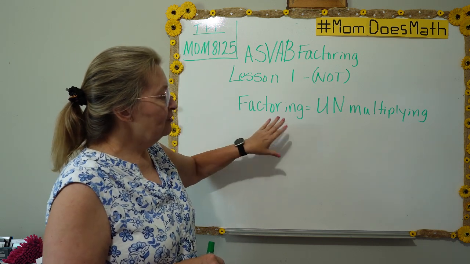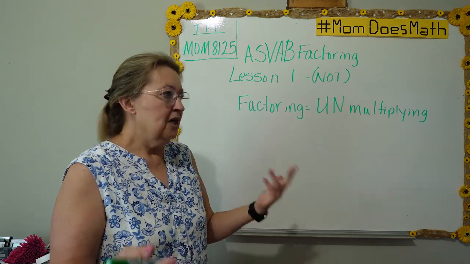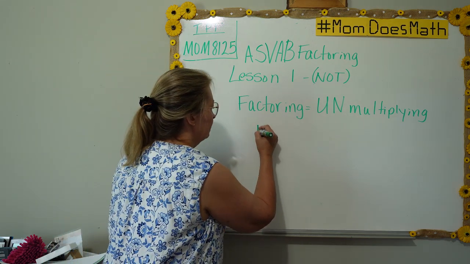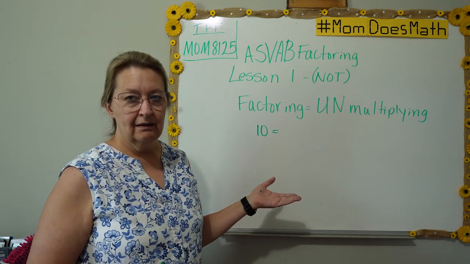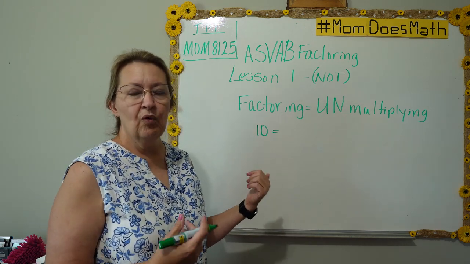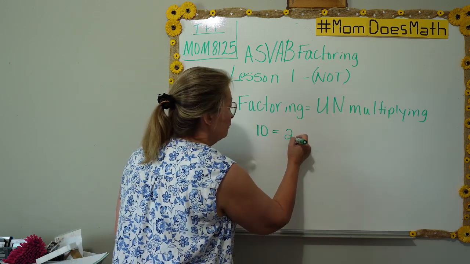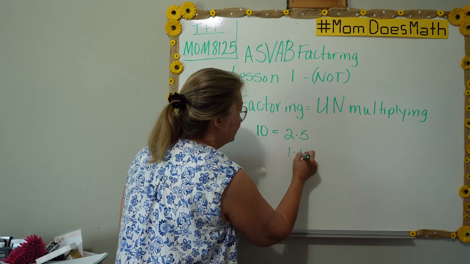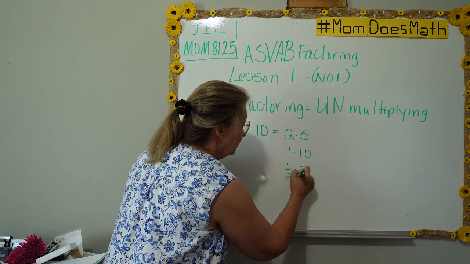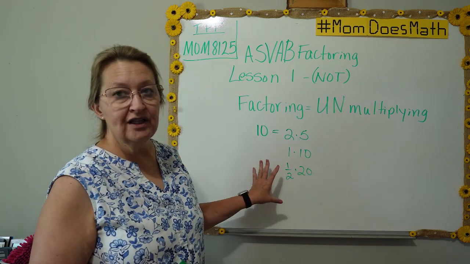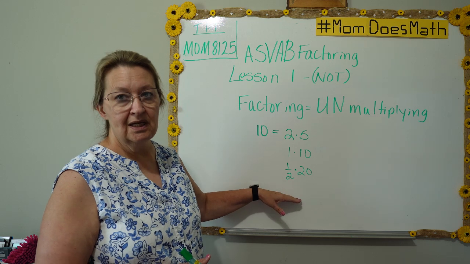All right, so what is factoring? Factoring is unmultiplying. It's going backwards. So take the number 10. If I told you to factor 10, what would you do? Well, that means I want you to write it as something times something else. You could do 2 times 5. You can do 1 times 10. You can do 1/2 times 20. There's a lot of things you can multiply. This is factoring. I just factored 10.